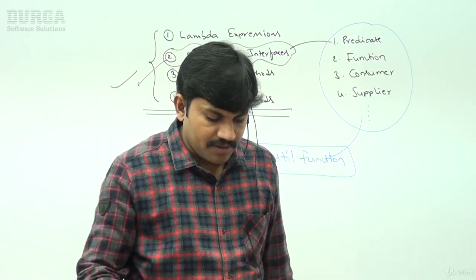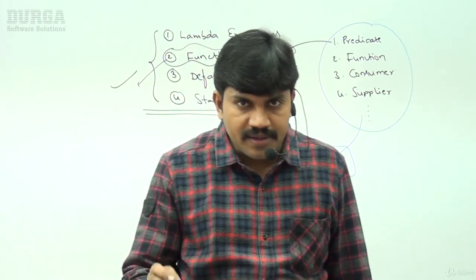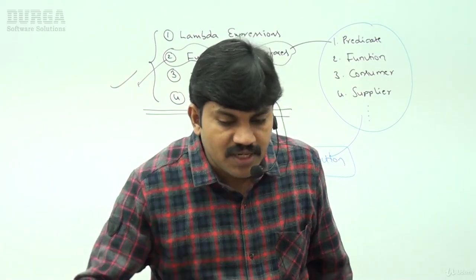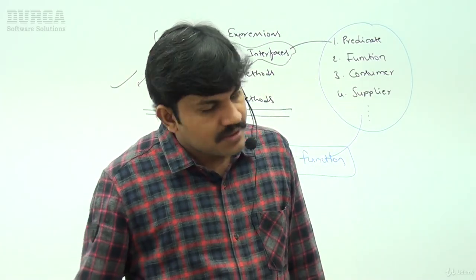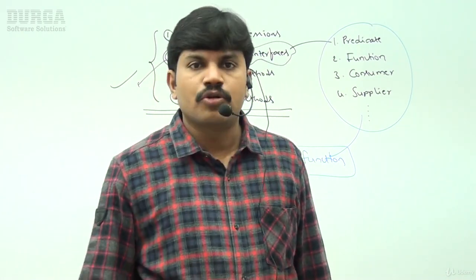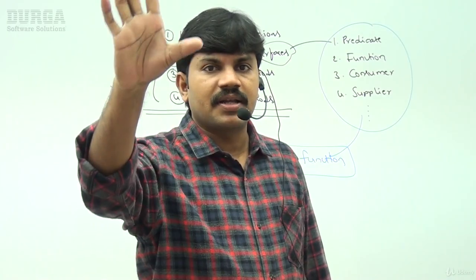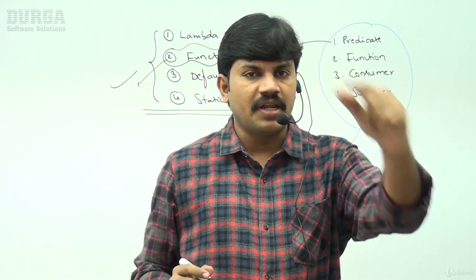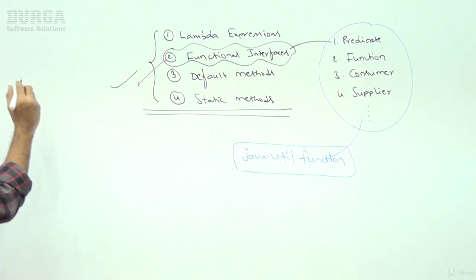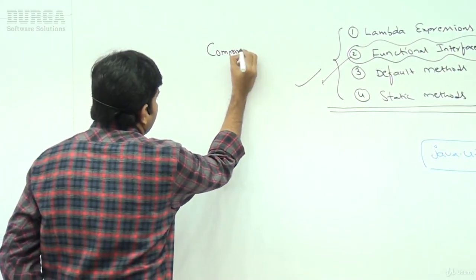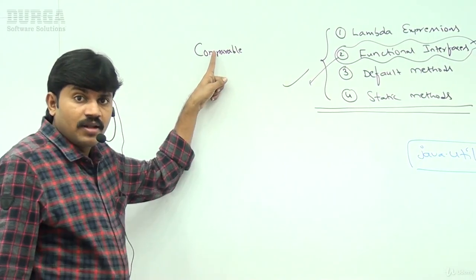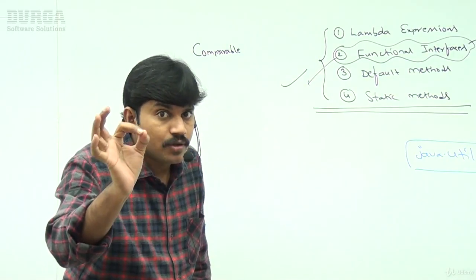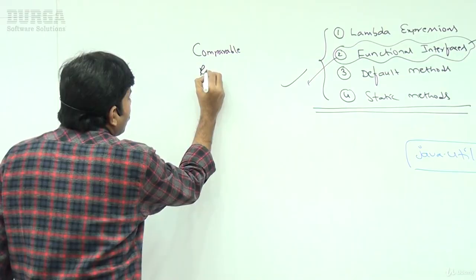Let me repeat once again. What is a functional interface? An interface which contains a single abstract method is called a functional interface. Inside a functional interface, can I take any number of abstract methods? No. Can I take any number of static methods? Yes. No problem at all. But it must contain a single abstract method. Such interfaces are called functional interfaces. Can you give an example of a functional interface? Comparable. The Comparable interface contains only one abstract method. What is that method? The compareTo method. Similarly, Runnable.